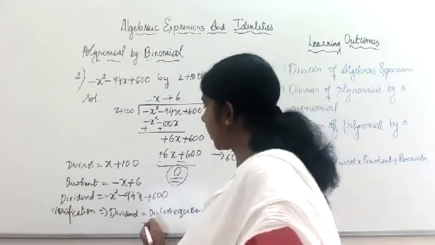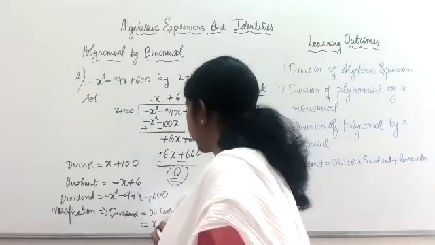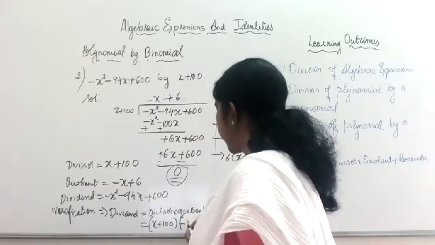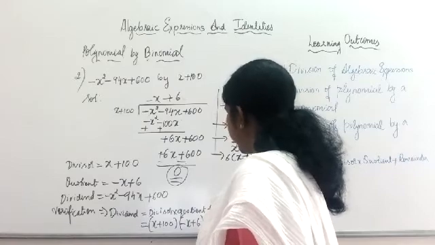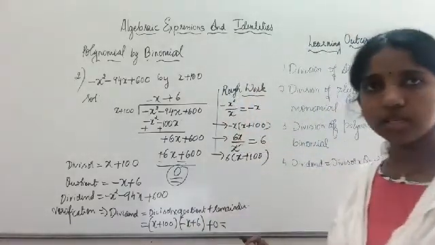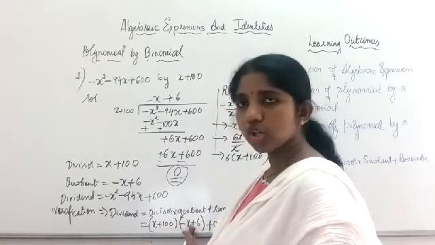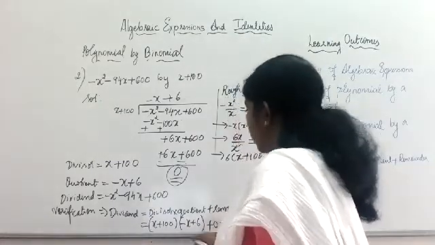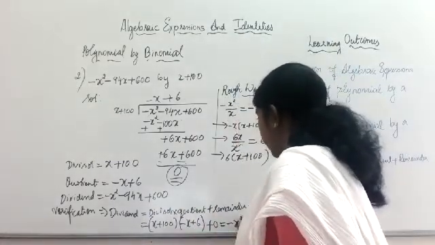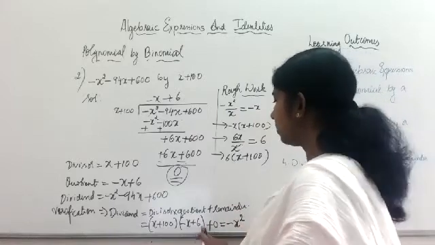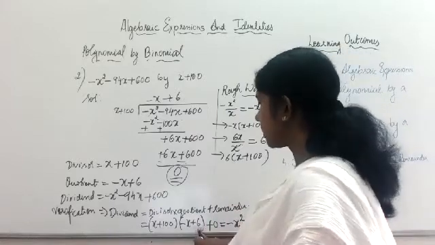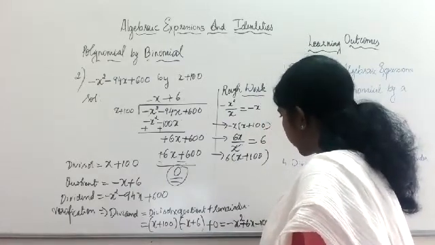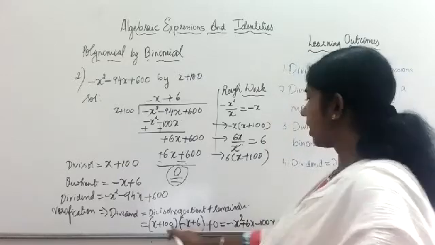So what is our divisor? Divisor is x plus 100. What is our quotient? Quotient is minus x plus 6. Remainder is 0. So we will check whether this is true. How do we check? This is a binomial, this is also a binomial, so binomial by binomial multiplication. Shall we do it directly? So x into minus x is minus x square. x into 6 is plus 6x, and 100 into minus x is minus 100x. 100 into 6 is 600.